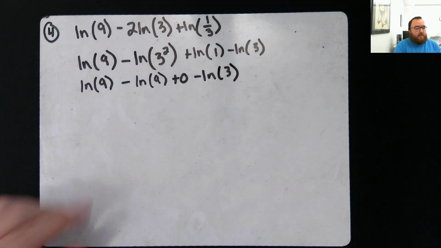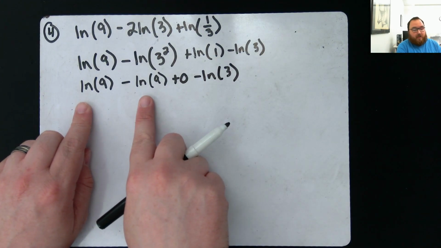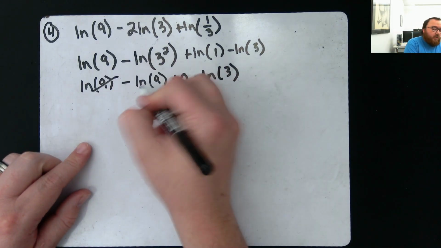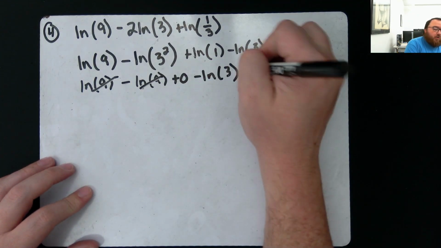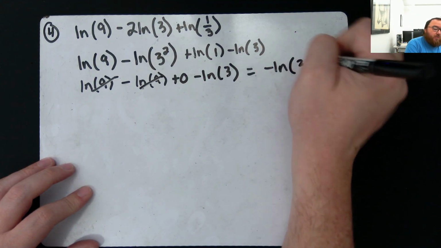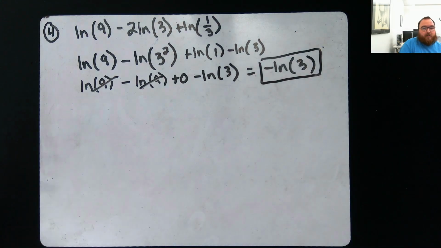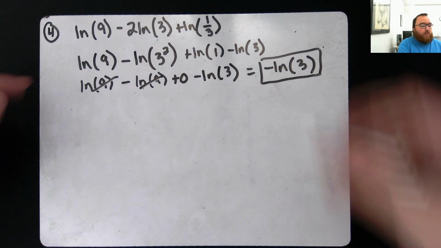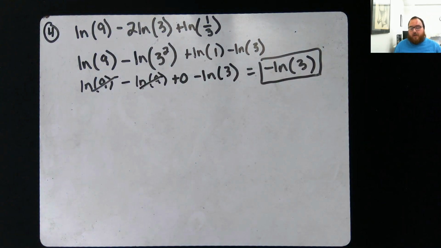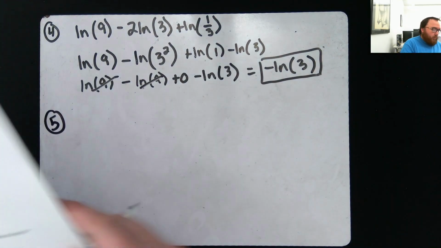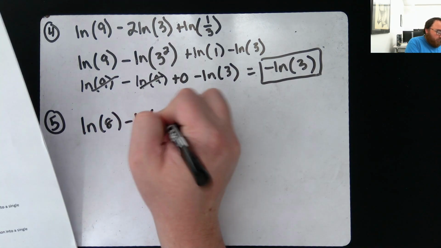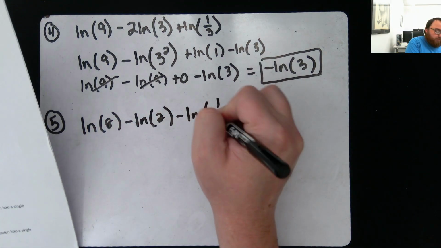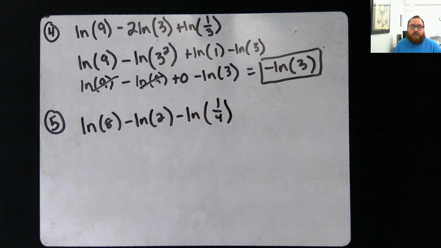Well, why is that nice? Because now I have natural log of 9 minus the natural log of 9. That cancels out. 0 is just that, right? Minus natural log of 3. So this is all equal to negative natural log of 3, which is nice because now instead of having a bunch of terms, I just have one. That's not really hard. Same thing for example number 5. On example number 5, they want us to simplify natural log of 8 minus natural log of 2 minus natural log of 1 over 4. Let's see what I can do there.